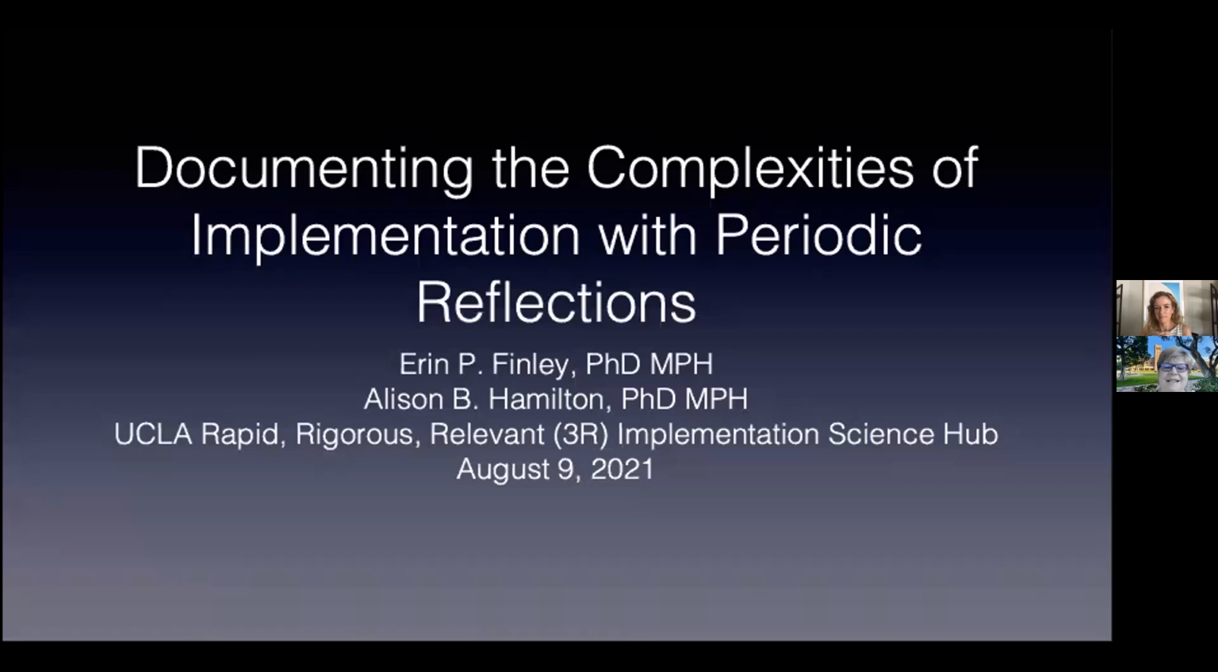My name is Alison Hamilton, and I want to welcome you all to our session today about documenting the complexities of implementation with periodic reflections. This session is being hosted by the UCLA 3R Implementation Science Hub, which is funded by NIH and associated with CHIPS at UCLA, led by Steve Shoptaw.